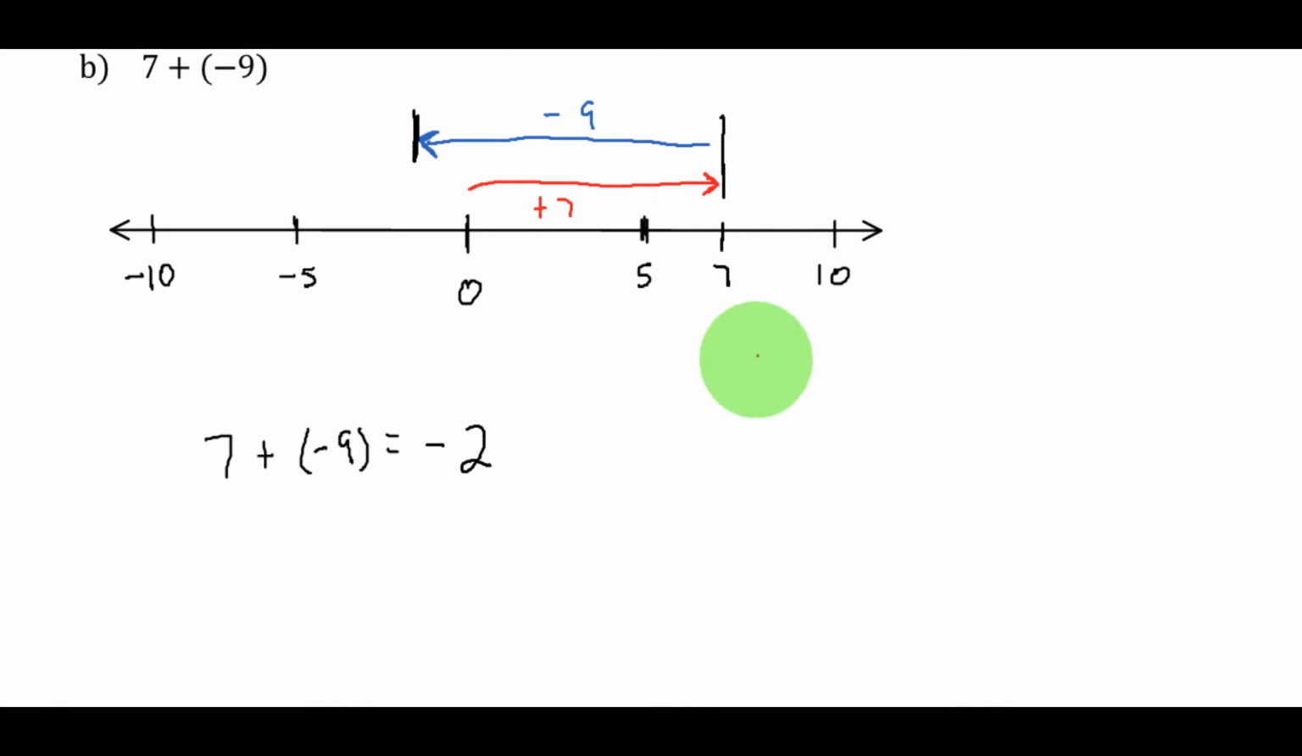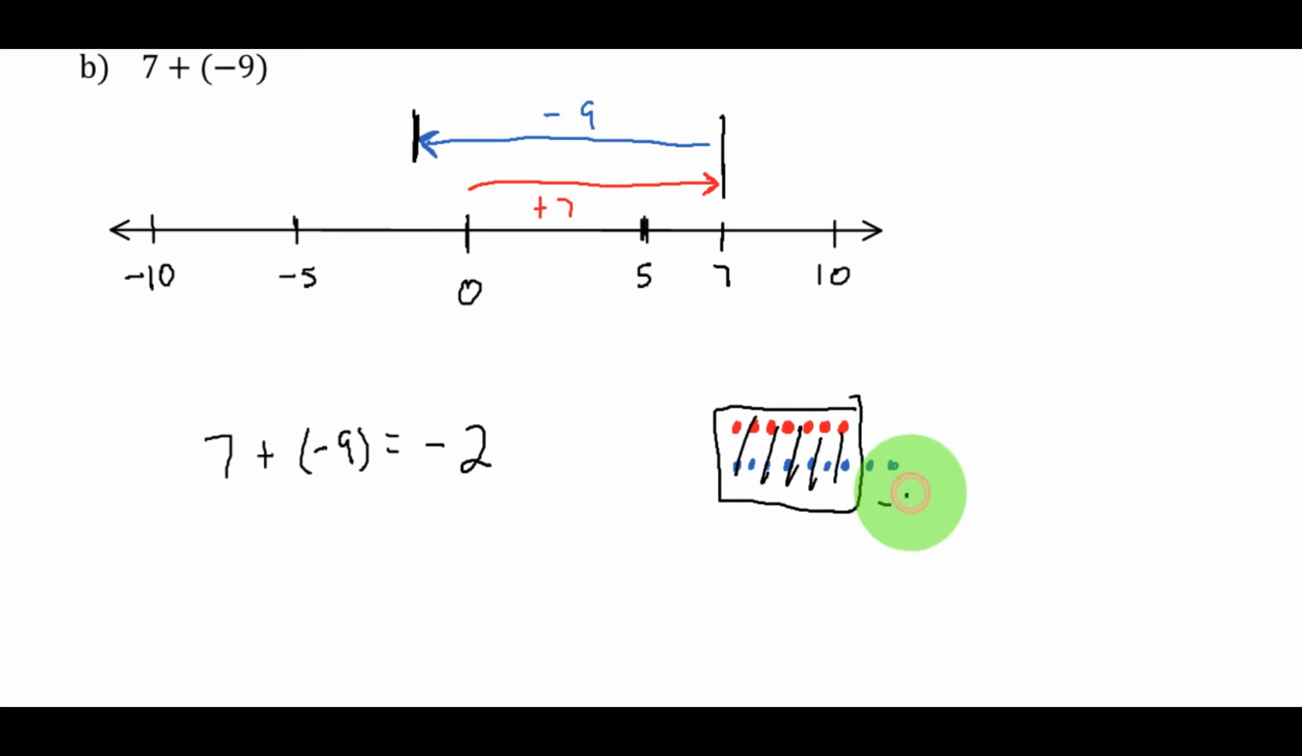A second way of doing this is using integer chips. So the first thing I'm going to do is draw 7 positive integer chips. Well, there are 4, 5, 6, and 7. The next thing I'm going to do is draw 9 negative integer chips. 1, 2, 3, 4, 5, 6, 7, 8, and 9. And I can just box up the opposite chips that match up with one another. So these guys will cancel out, and I'm left with 2 negative integer chips outside of the box. So again, we see our answer would be negative 2.